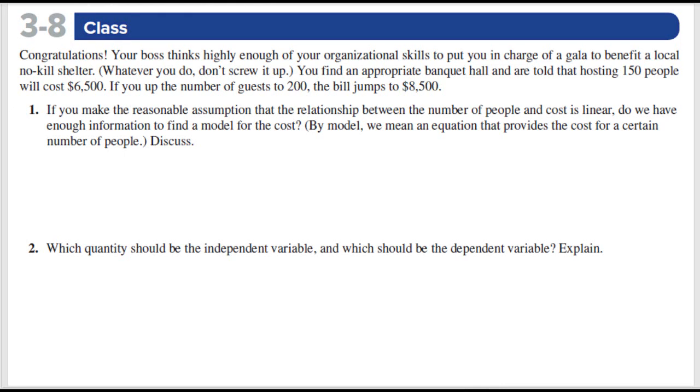Nobody tells you how much it goes up by. If you increase the guests by 1, you increase the bill by a certain amount. We're not told that here. It's a different type of story, but hopefully we can make sense out of it. So, question number 1. If you make the reasonable assumption that the relationship between the number of people and cost is linear, do we have enough information to find a model for the cost? By model, we mean an equation that provides the cost for a certain number of people.